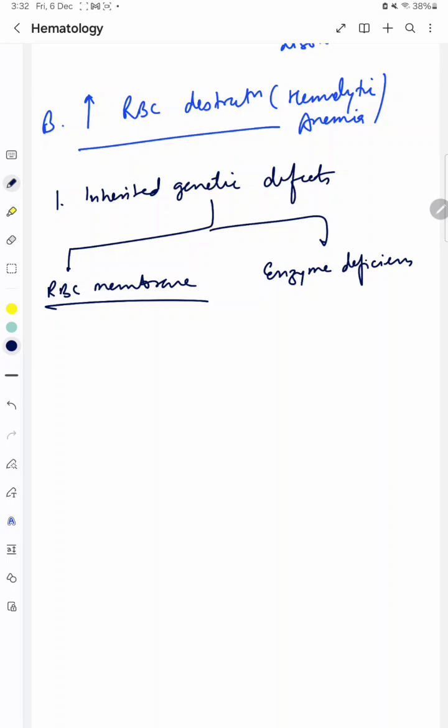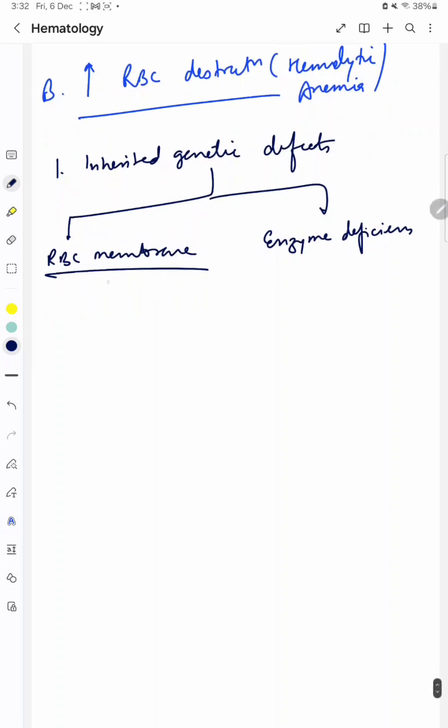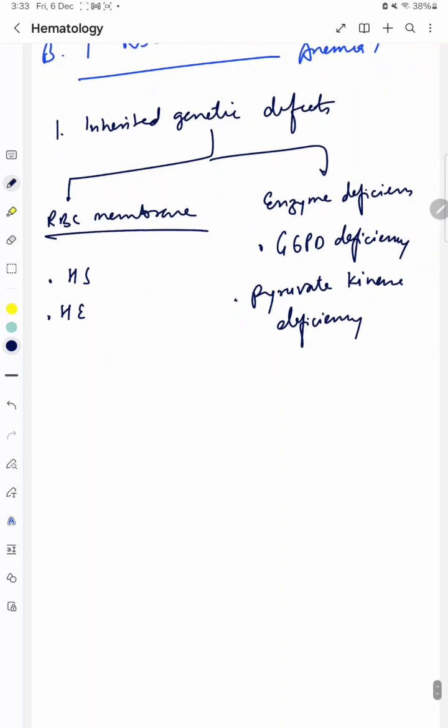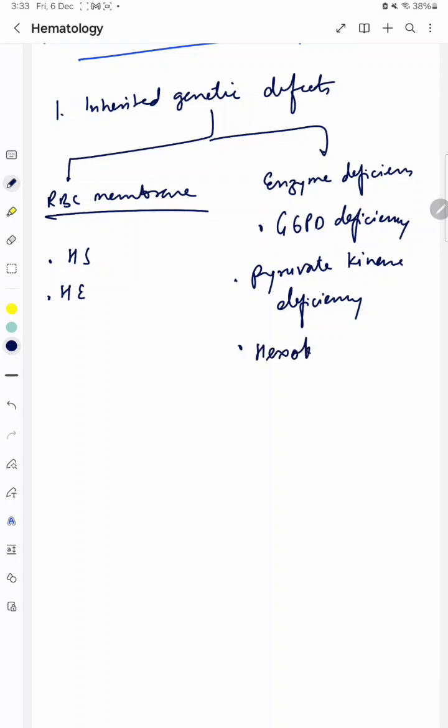Inherited genetic defects in RBC membrane, for example in hereditary spherocytosis and hereditary elliptocytosis. In enzyme deficiency, G6PD deficiency, pyruvate kinase deficiency. We will cover them. Hexokinase deficiency.